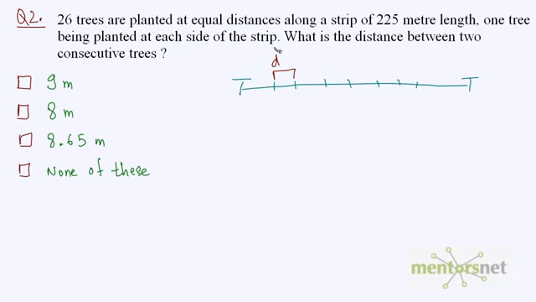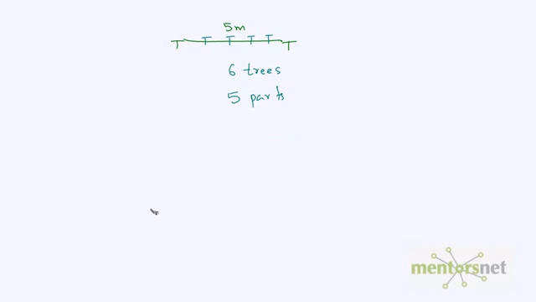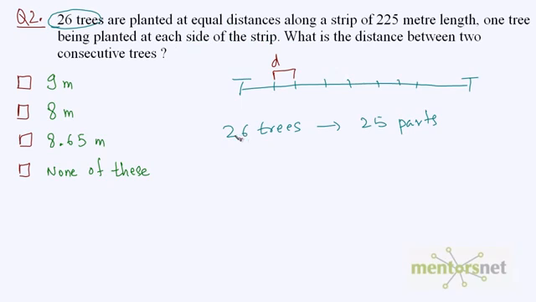Similarly, in the case of our question, you are planting 26 trees. So if you are planting 26 trees, you get 25 parts, using the analogy that we've developed with the help of another example. So 26 trees, 25 parts. So the length of the strip is 225 meters and it is divided into 25 parts.